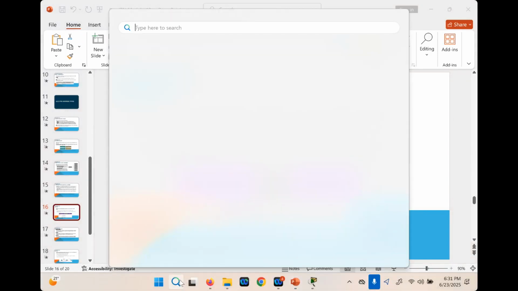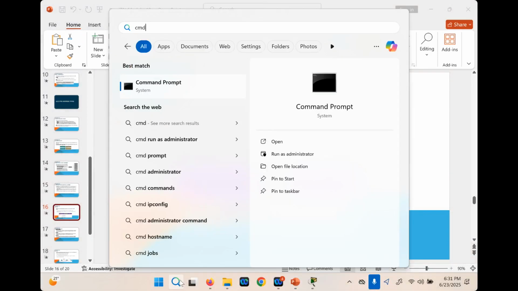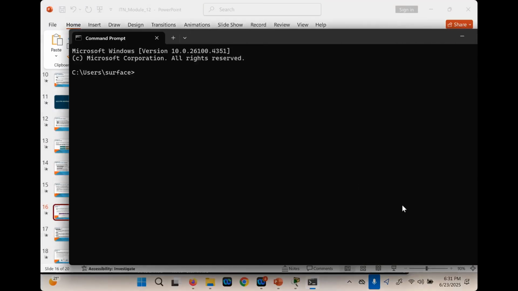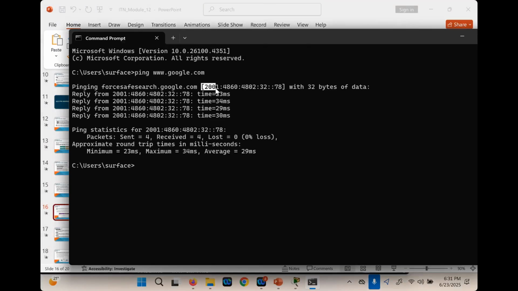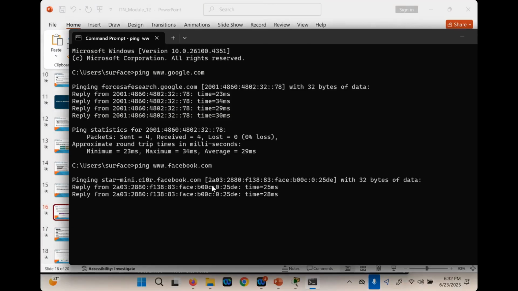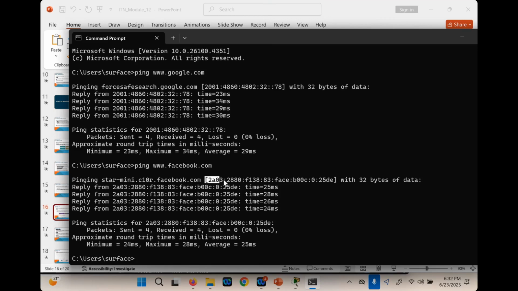Maybe any one of them will reply with thank you. So ping www.google.com. You see, Google is replying with 2001. Look at the 16 bits, 2001. What about Facebook? Ping www.facebook.com. Facebook is replying with 2803.